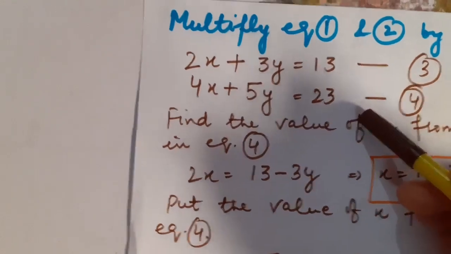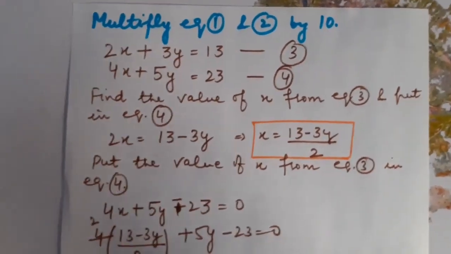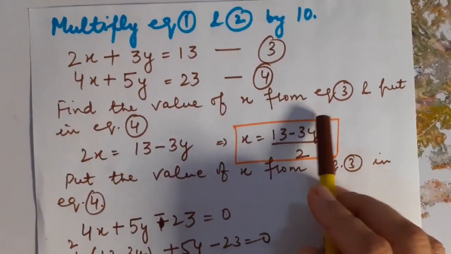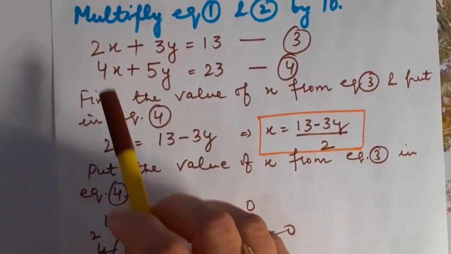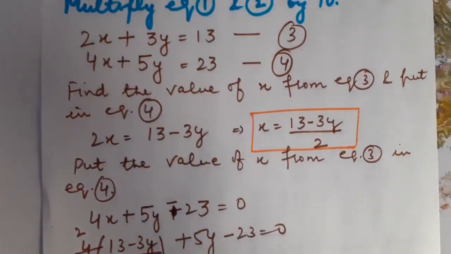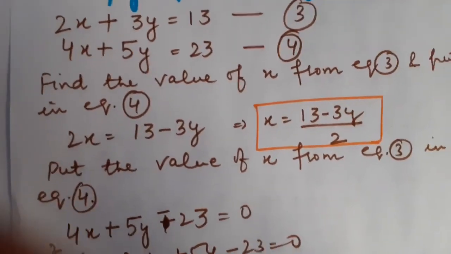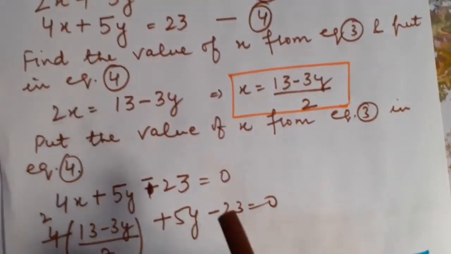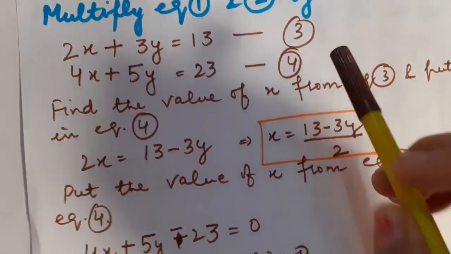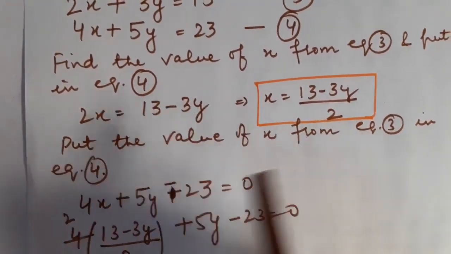Now they have just become very simple equations. Definitely you can solve them. So what is to be done for substitution method? You are going to find the value of x from equation number 3 and then put that value in equation number 4. So this is 2x is equal to 13 minus 3y. Right, children? So what will be the value of x? That is 13 minus 3y upon 2. I have given different names to them, 3 as well as 4. Now I am going to put the value of x from equation number 3, which I have just got, in equation number 4.